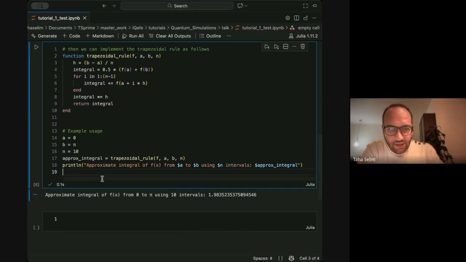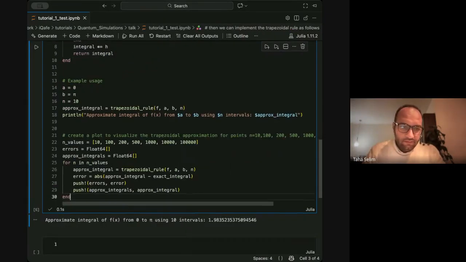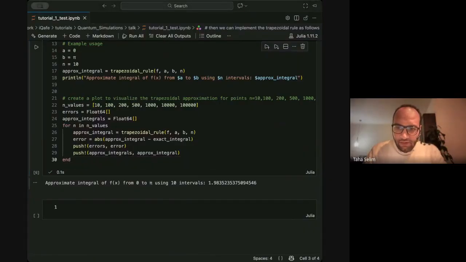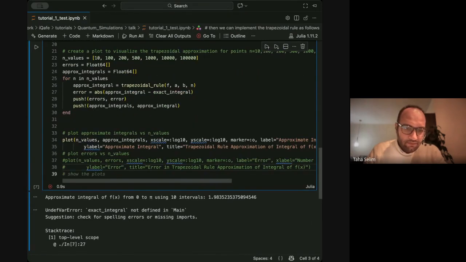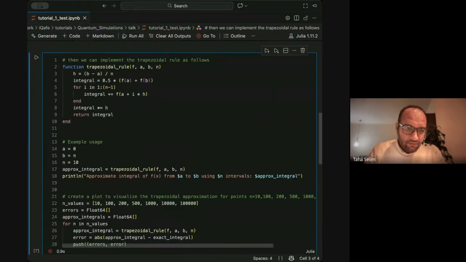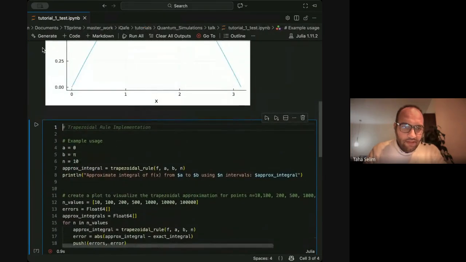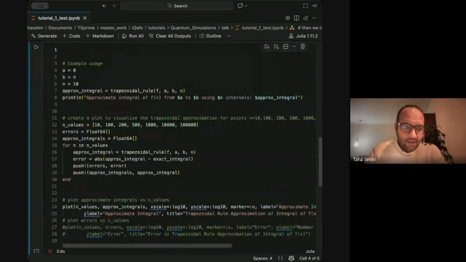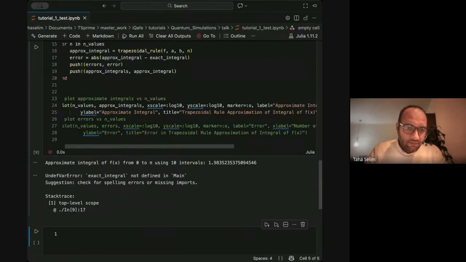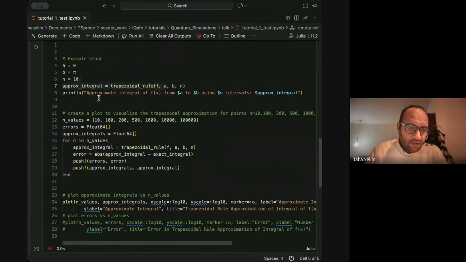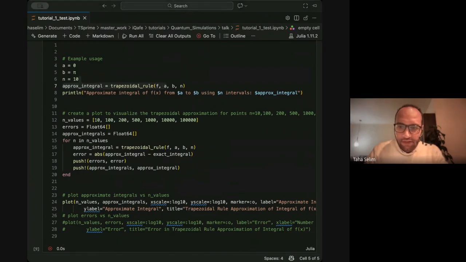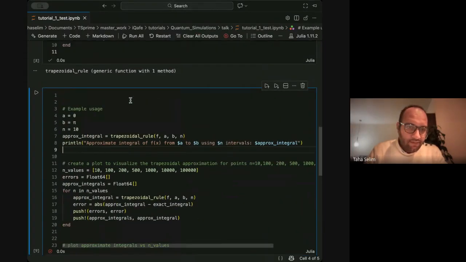Then if I run this loop, I can also do a plot here. This loop will just loop over different numbers of points. Yeah, because that function has been already defined, let me isolate it in a different cell. Where is the exact integral? I didn't define it because I didn't need it here. Okay, let me just put it here as well.